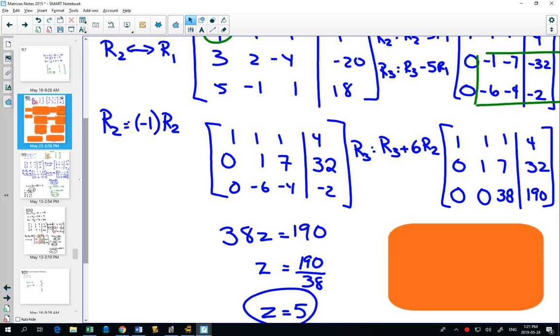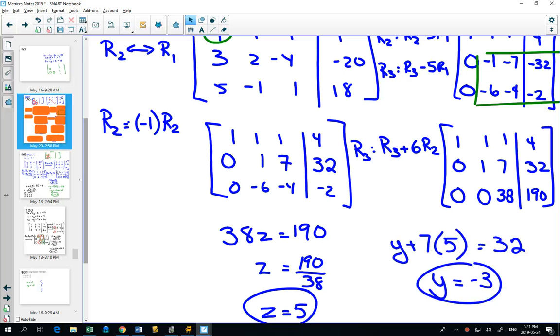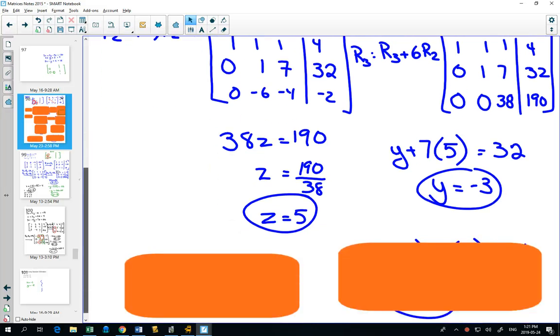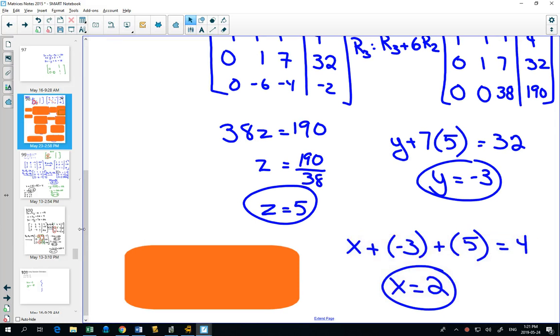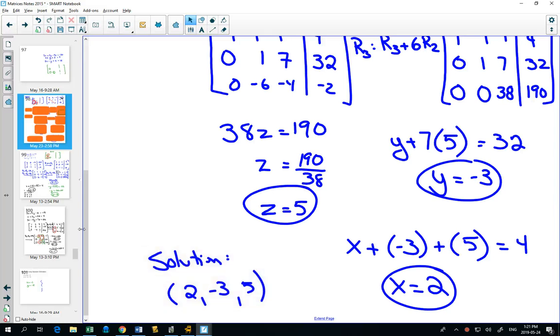38 z's would have to equal 190, so z would be 5. Plug that back into the second equation. 1y plus 7z is 32. And solve that: y is equal to negative 3. And then plug both of those back into the first equation and find out that x is equal to 2. Write our solution as a coordinate.